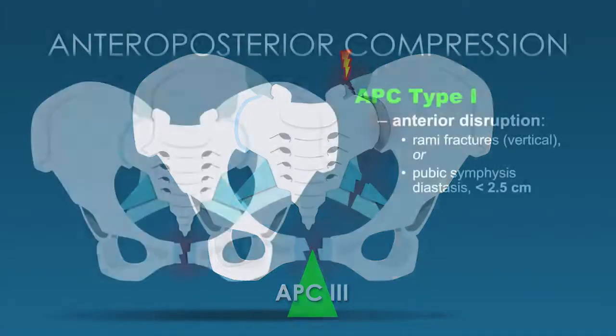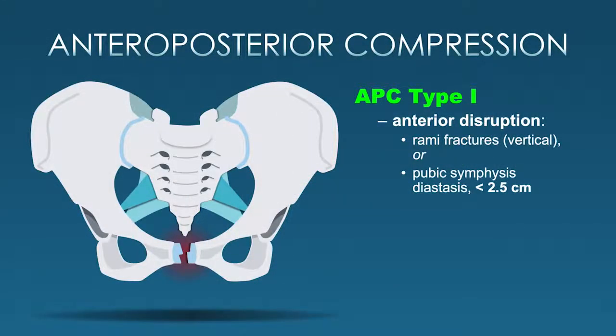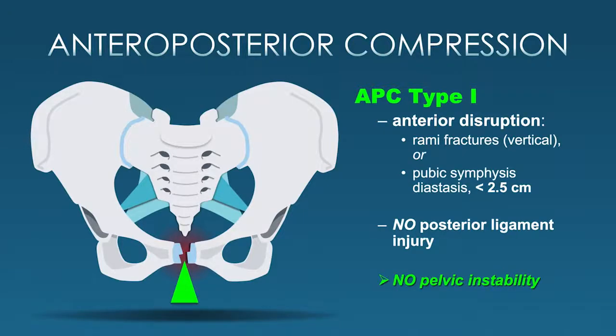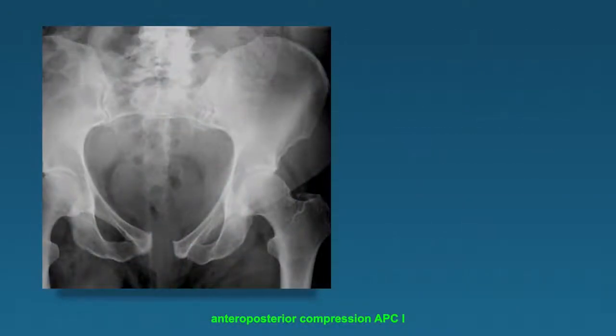Again, type 1, we can have symphysis disruption, or if it's a broader force or a little off midline, we're going to see rami fractures, typically in a vertical orientation, but doesn't have to be, instead of the symphyseal disruption. There is no posterior ligament injury with these, no pelvic instability. This is what it would look like on the radiograph, some opening and widening of that pubic symphysis. Here it is on CT.